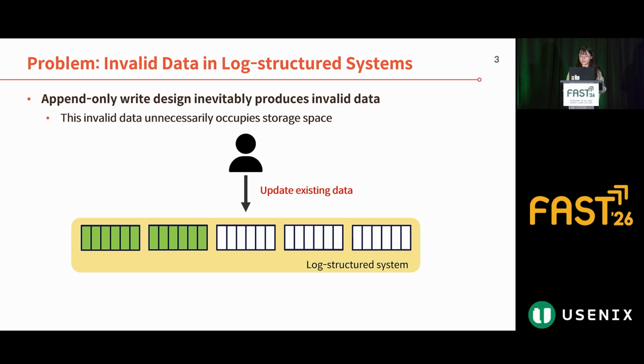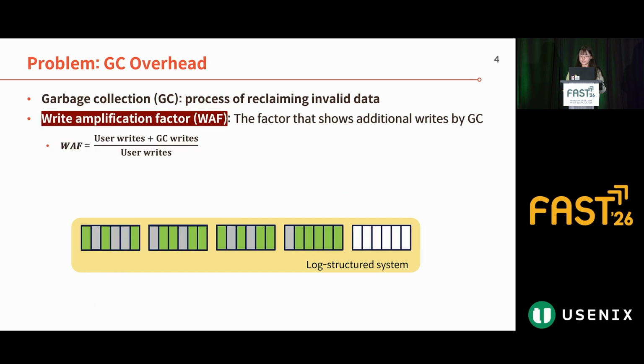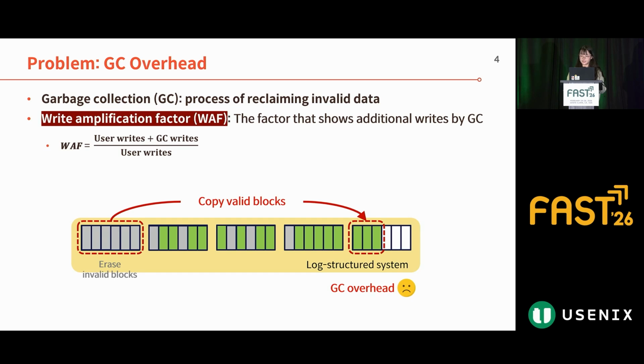However, an append-only write can create a challenge. When a user updates existing data, the old block is invalidated and the new version is inserted into free space. And those invalid blocks remain on storage, occupying space. This invalid data is reclaimed through a process called garbage collection, GC. During GC, the system first copies valid blocks into free space and then erases the invalid blocks in bulk. Typically, the write amplification factor is used to quantify this GC overhead.